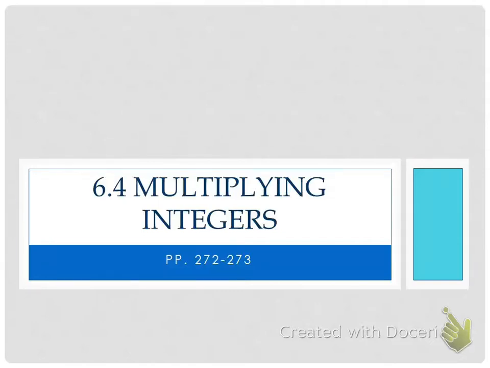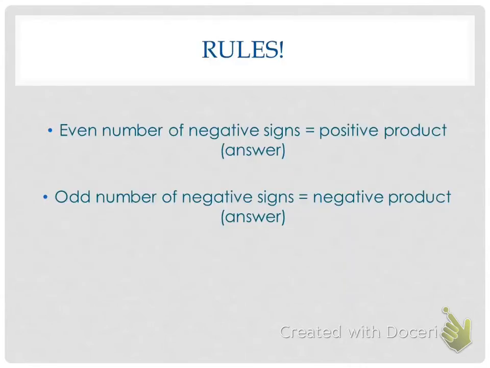All right, so section 6.4, we're on page 272 in our books, guys. Page 272 in your books. All right, so again, here's your rules. If there's an even number of negatives, it's a positive answer. If there's an odd number of negatives in my expression, it's a negative answer. Take a minute to write this rule down.